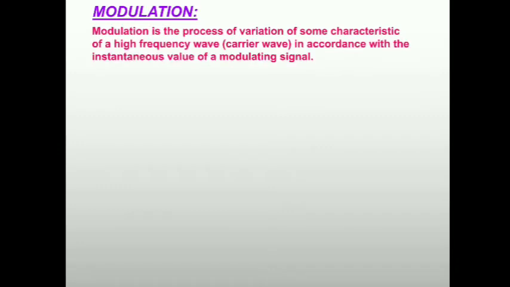Next, modulation. Modulation is a process. We can't directly apply a signal to the transmitter. With the help of some process only can we apply the signals to the transmitter. That's why modulation. See the definition. Modulation is the process of variation of some characteristics of a high frequency wave, which is nothing but the carrier wave, in accordance with the instantaneous value of a modulating signal.